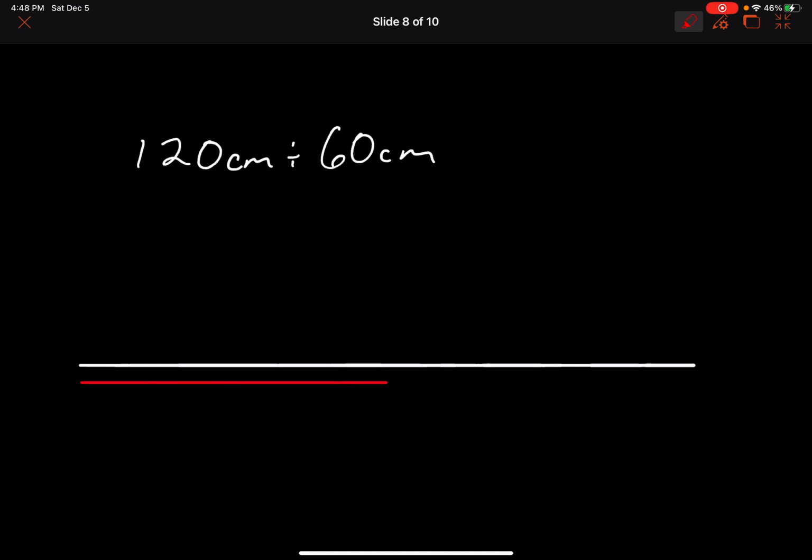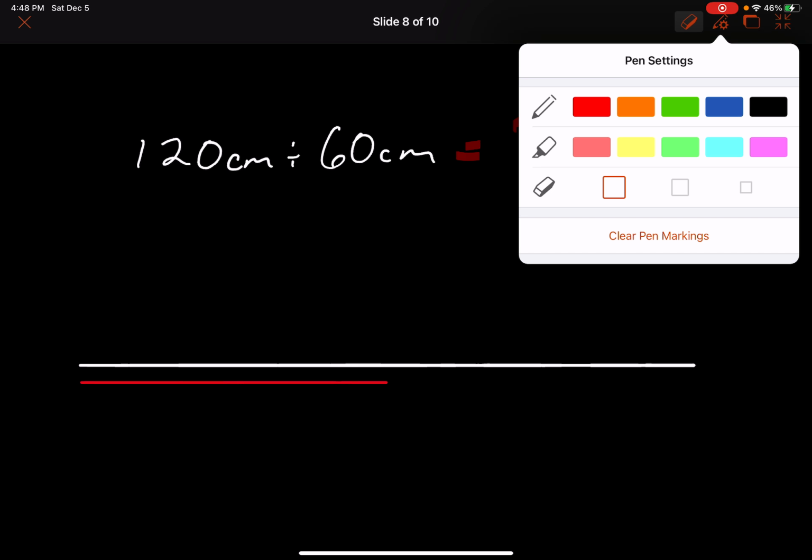Okay, so I have 120 centimeters here divided by 60 centimeters. How many times will a string that is 60 centimeters long fit into a string that's 120 centimeters long? Right, so the answer to this would be 2, not centimeters, just 2.